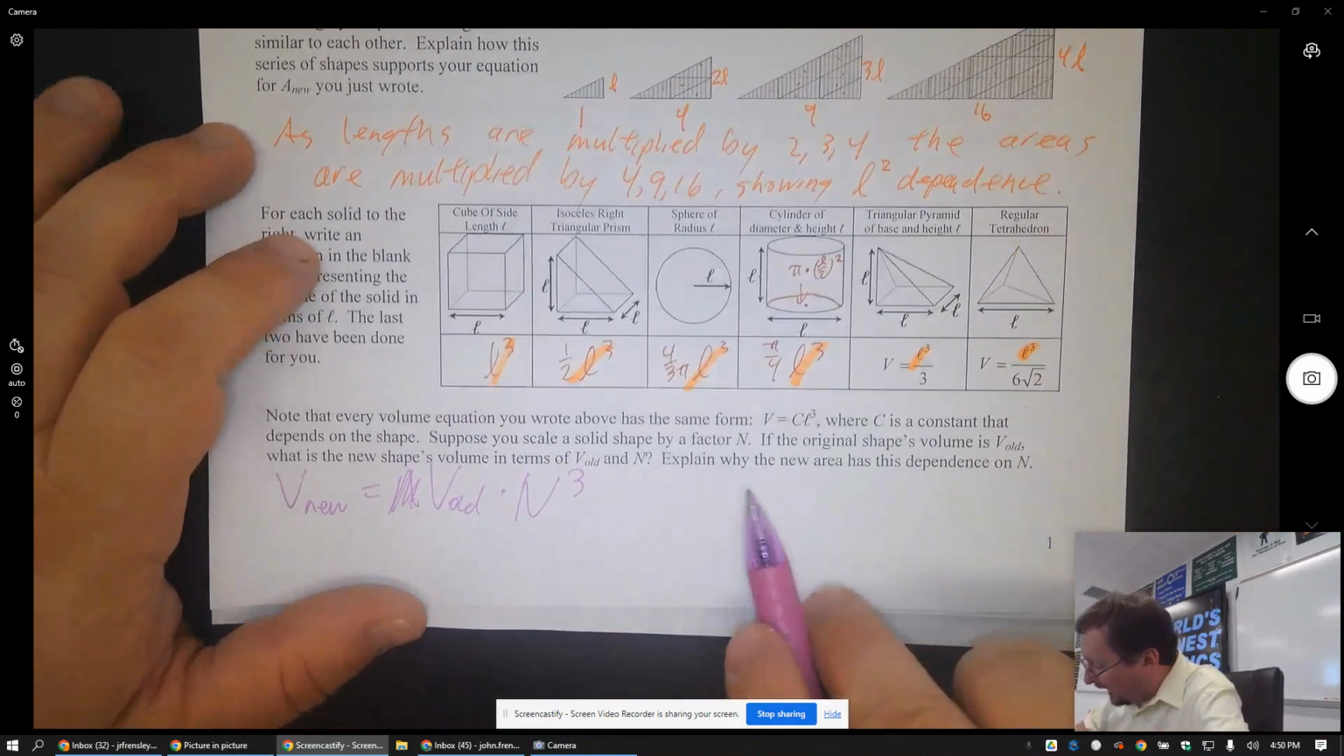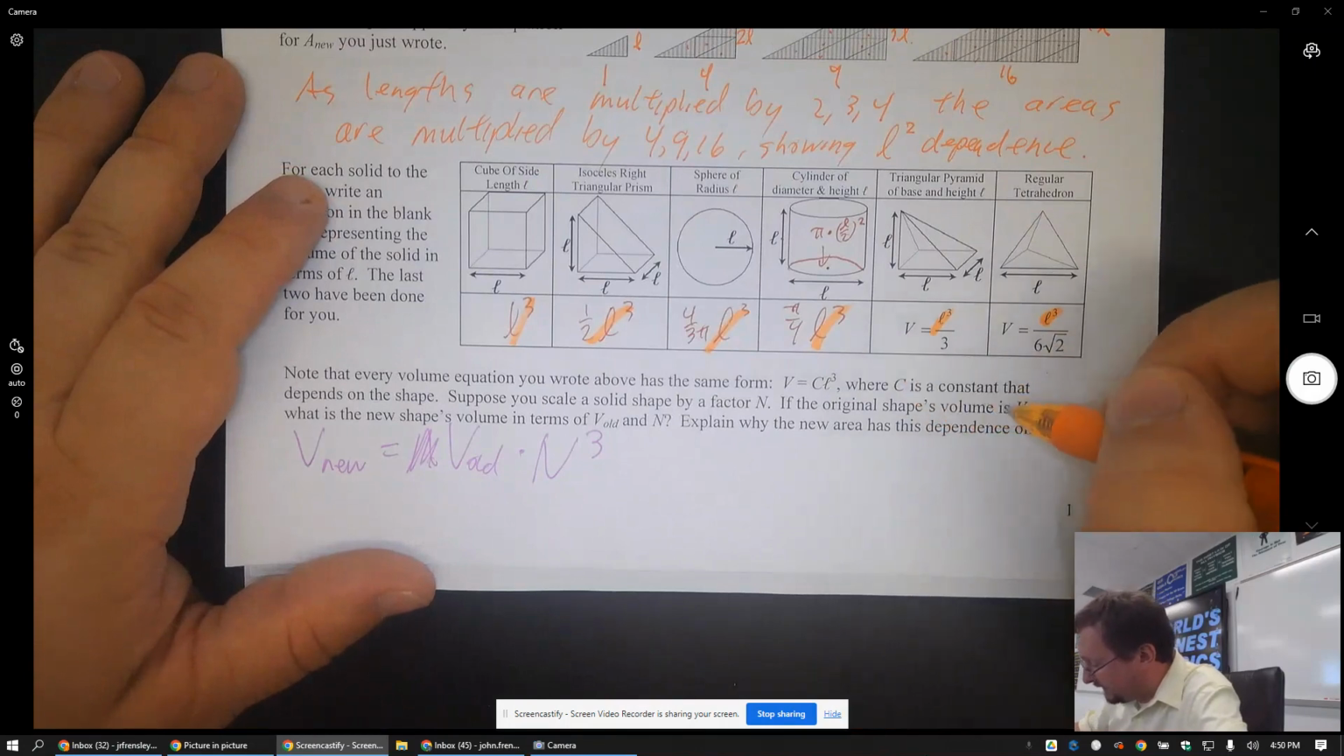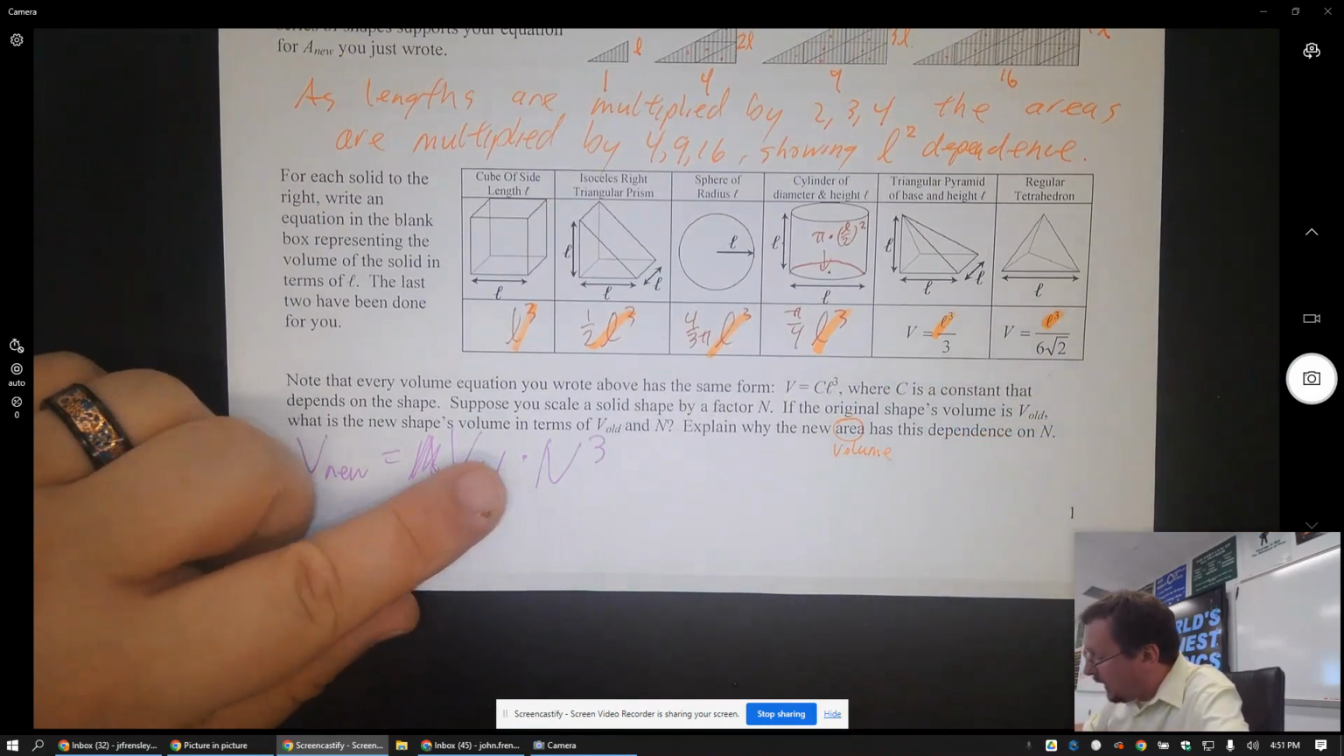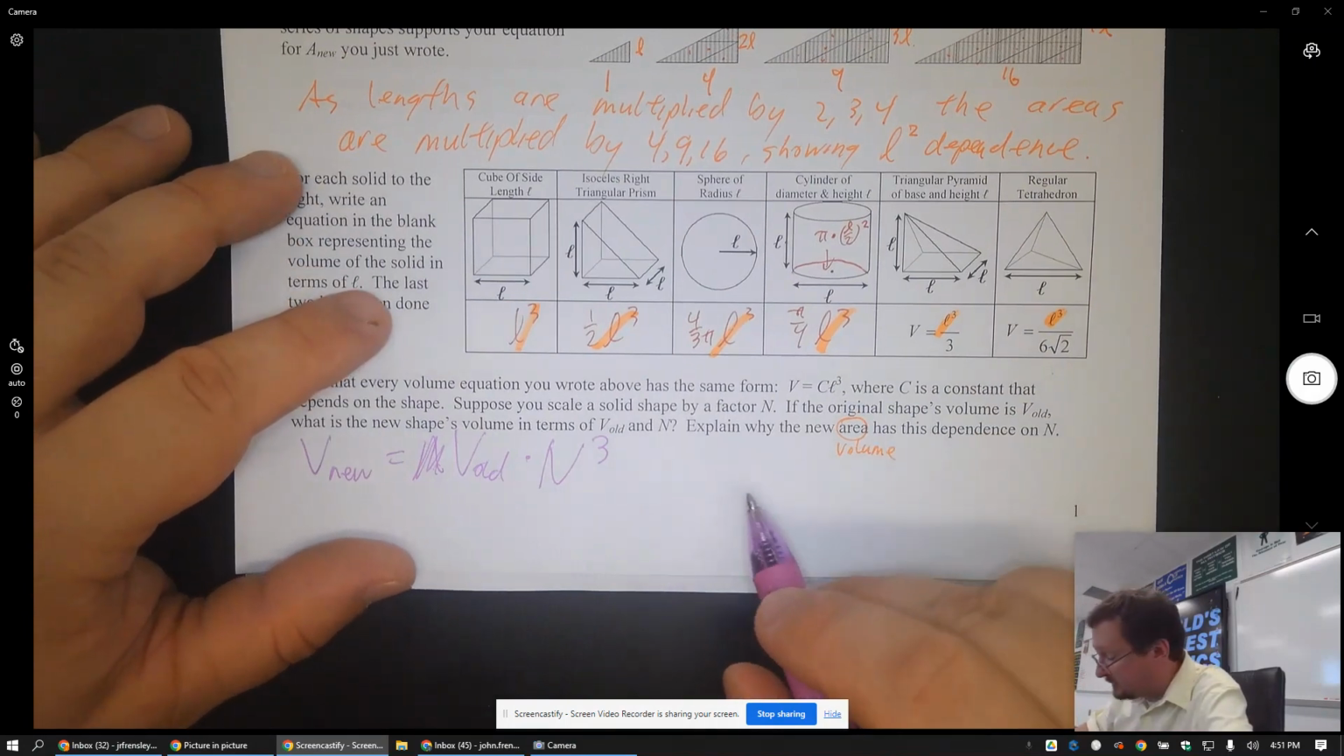Okay. Why is the new area... Oh, that's a mistake. I need to fix this. It needs to be the new volume, so I need to fix that. Hopefully that's fixed by the time you see this video.